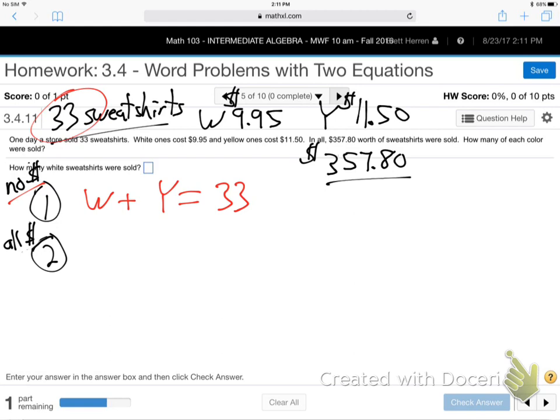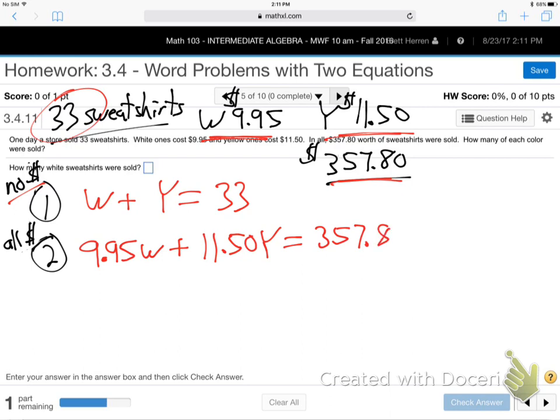Then the second equation, just put the money in there. So you bring in the money. The white sweatshirts are $9.95 each. The yellow sweatshirts are $11.50 each. And the total money is $357.80. Is that good? All right, you know what to do now, right?